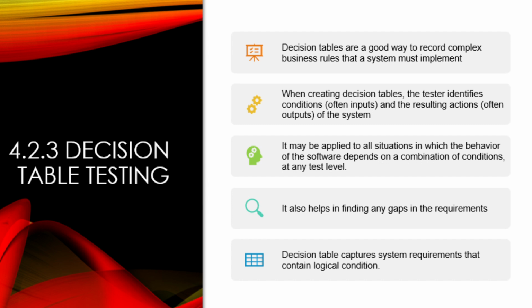When creating a decision table, the tester identifies the conditions, often the inputs, and the resulting actions, often the outputs, of the system. So the tester needs to identify those conditions from the requirements. It may be a user story or an SRS document.